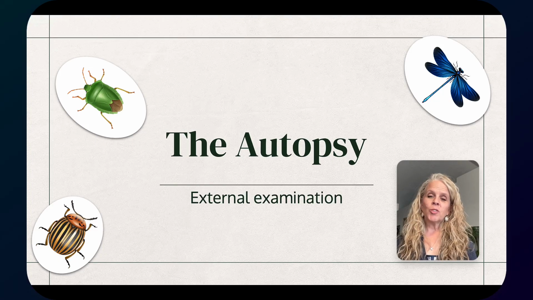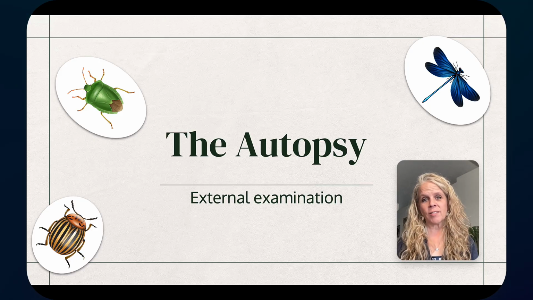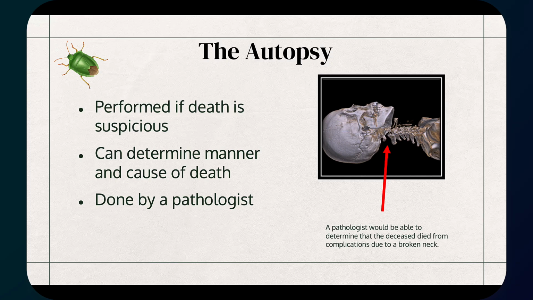Today I'll introduce you to the autopsy, and I'll talk about the first part of it, which is the external examination. So let's get to it. An autopsy can be performed if suspicions arise during a death investigation. It can not only determine the manner of death, but also the cause of death.